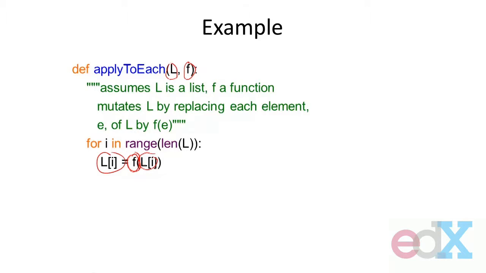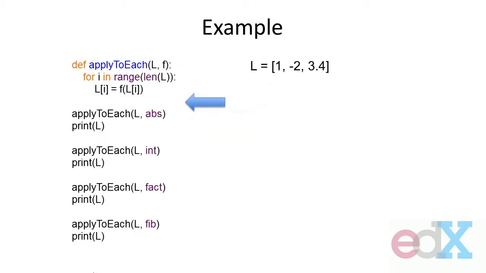Let's take an example of this. So I'm going to walk through this in sequence. I'm going to do apply to each, and I'm going to start with a list L that's a set of numbers, 1, -2, and 3.4. And I'm first going to call apply to each on that list L with the built-in procedure abs called on it. Okay? What happens if I do that?